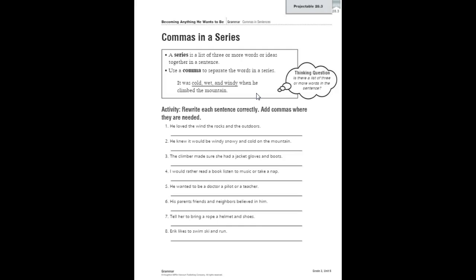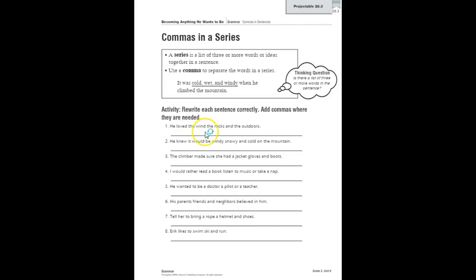You ask this thinking question. Is there a list of 3 or more words in the sentence? A comma belongs after each word in the list except for the last one. So let's look at where the commas are needed in these example activity sentences.